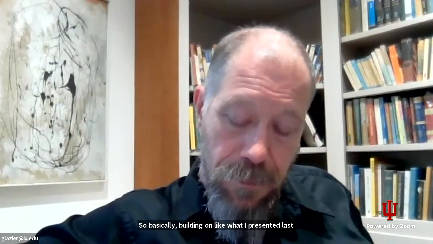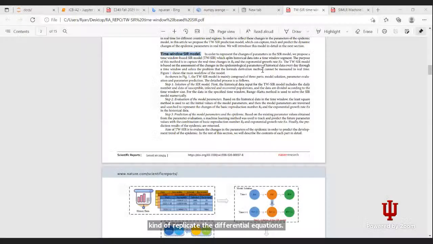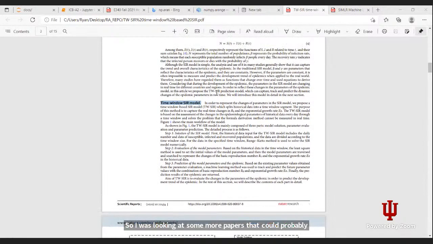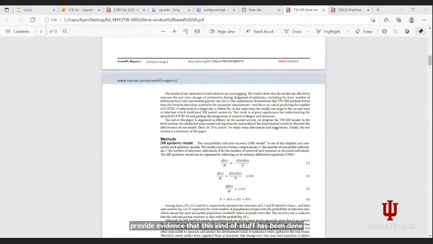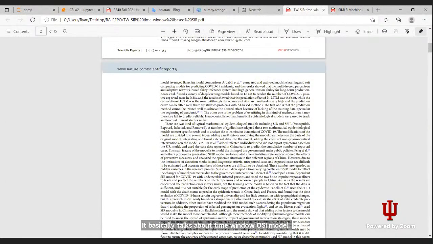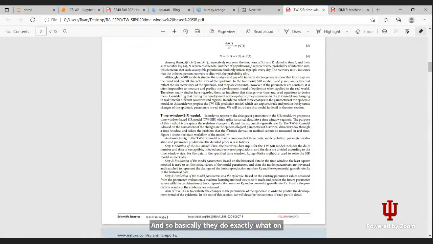So basically, just building on what I presented last time, I was talking about building a neural network to replicate the differential equations result of an SIR model. I was looking at some more papers that could provide evidence that this kind of thing has been done before. One of the interesting papers that I came across talks about the time window SIR model. They do almost exactly what I was trying to do, and they are doing this for COVID.